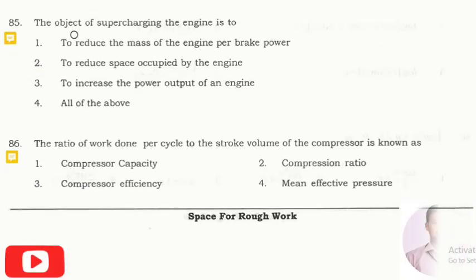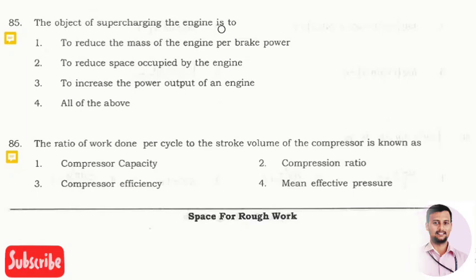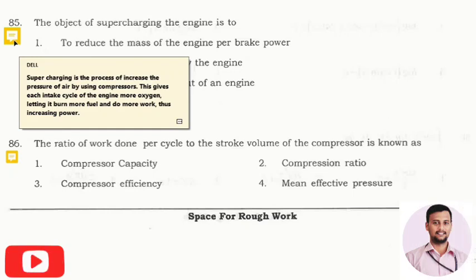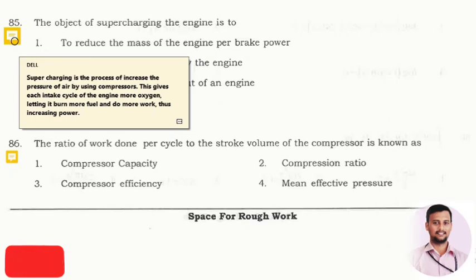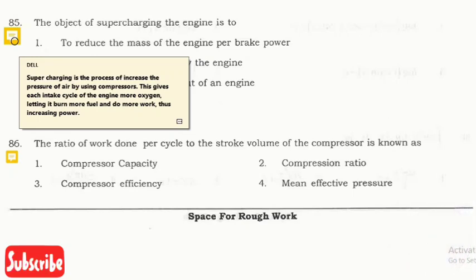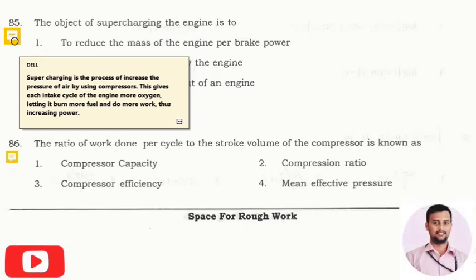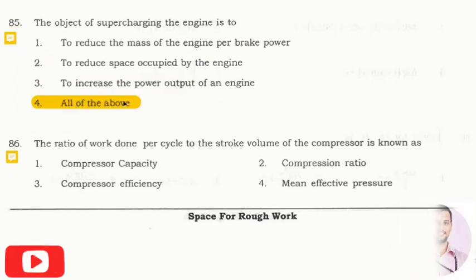The next question is, the object of supercharging the engine is. So the options are: to reduce the mass of an engine per brake power, to reduce the space occupied by an engine, to increase the power output of an engine, and the fourth option, all the above. The right answer is all the above. So supercharging is a process of increasing the pressure of air by using a compressor. So this helps to supply more oxygen and helps the complete burning of fuel so that the maximum power can be obtained. So your right answer will be all the above.